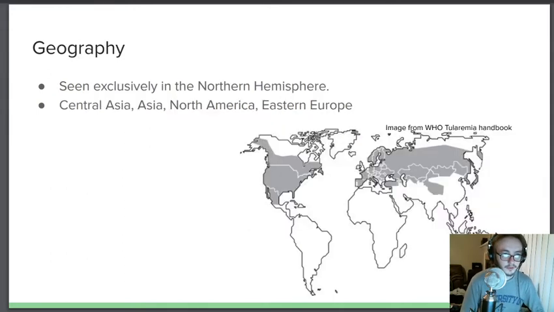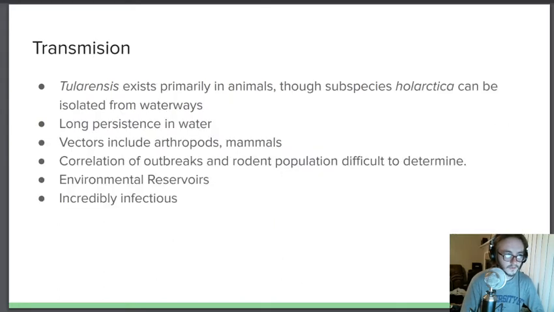It is seen exclusively in the northern hemisphere, with type A existing only in the United States and type B existing all throughout Europe. Tularensis exists primarily in animals such as rabbits, voles, mice, and hares, though subspecies Holarctica can be isolated from waterways such as rivers, streams, and ponds. Holarctica can persist in water for a very long time.